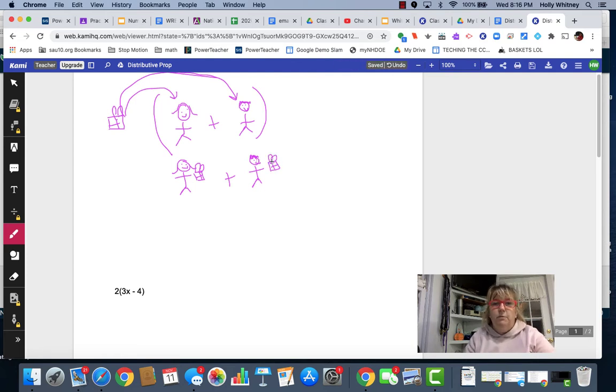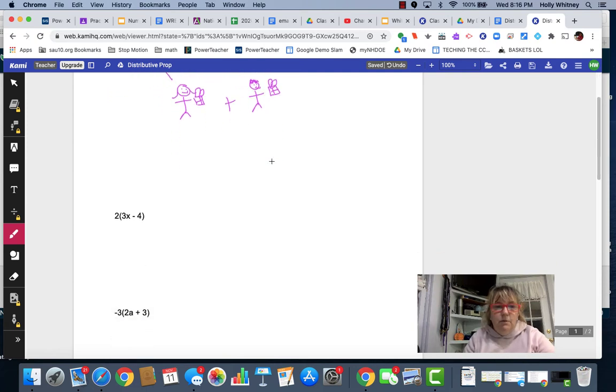So let's see how this really works in math. So if we have 2 times 3x subtract 4, we're going to take that 2 and it gets distributed or multiplied. Distribute is really kind of a fancy word for saying multiply everything that's inside the parentheses. So you're going to multiply 2 times everything inside the parentheses. So 2 times 3x, you multiply the 2 and the coefficient, which is 3, so you get 6x.